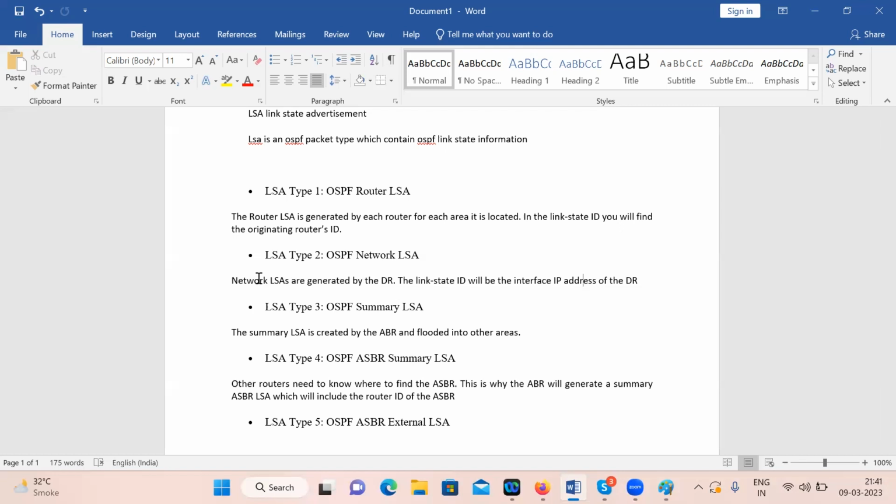Next, type 3 LSA, which is known as OSPF summary LSA. Can anyone explain to me what is OSPF summary LSA?